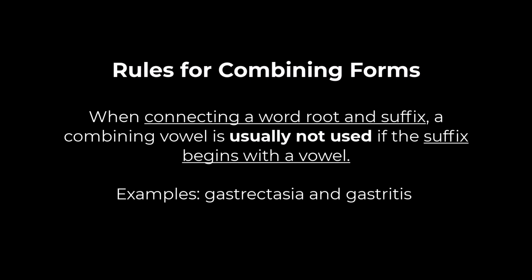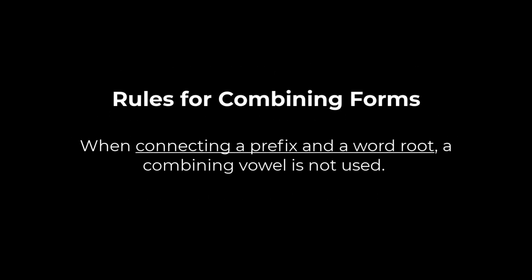If you look at this and think, well, if we left the O in there, we'd have gastroectasia. Okay, and that just doesn't sound right. It sounds a lot more normal if we have gastrectasia. And the same could be said with gastritis. It's not gastroitis, it's gastritis. So if the suffix begins with a vowel, we generally are going to drop the O, or the combining vowel. And lastly here, when we connect a prefix and a word root, we do not use a combining vowel.